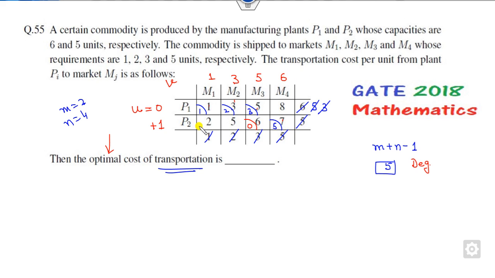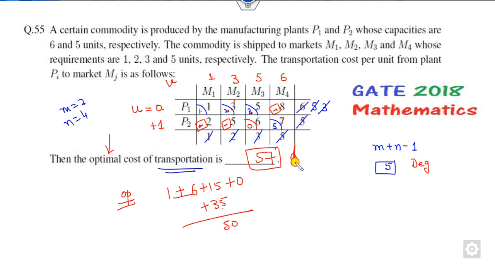Now we can find this corresponding pair. 1 plus 1 minus 2, it's a negative. 1 plus 3 minus 5, it's a negative. 0 plus 6 minus 8 is again a negative. Since all these numbers are negative, what is the optimal solution of this? 1 into 1, 2 into 3, 5 into 3, 0 into 6, 3 into 5, 3 into 7. So this is 50, this 7 is 57, which is the right answer.